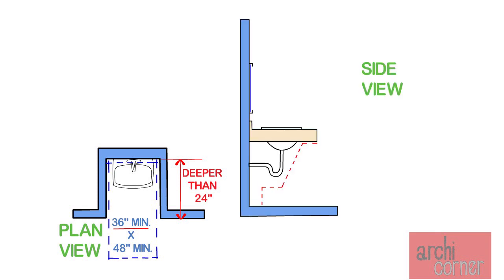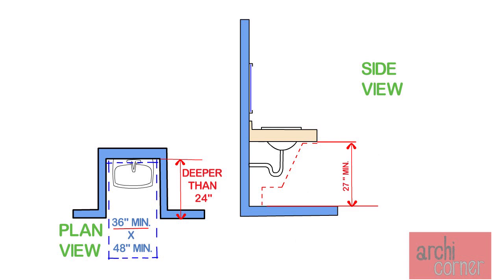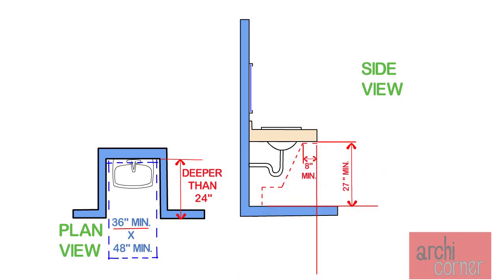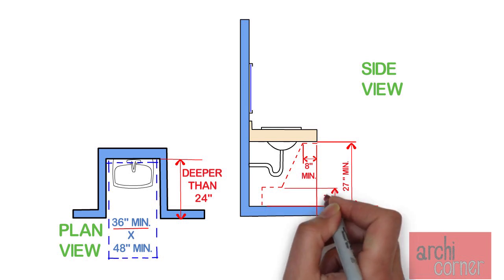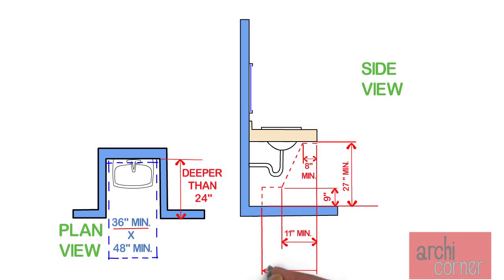Knee and toe clearances below the sink are also required, starting with the knee clearances. The bottom of the sink must be 27 inches minimum and should extend a minimum of 8 inches back. From there, the clearance can be reduced to 9 inches and should extend 11 inches back. And following up with the toe clearance. Toe clearance is required to extend 17 inches minimum and 25 inches maximum underneath.